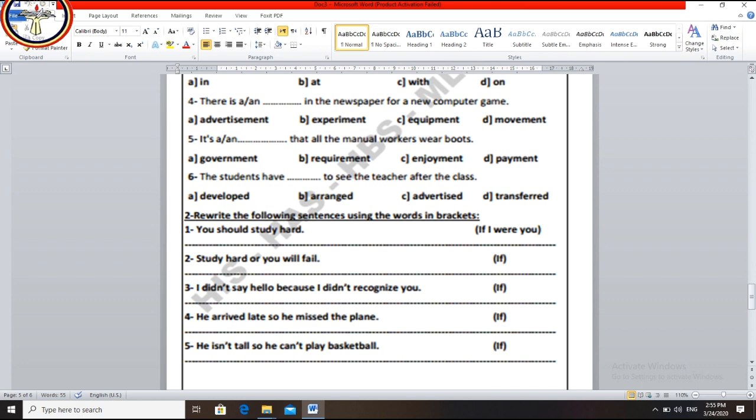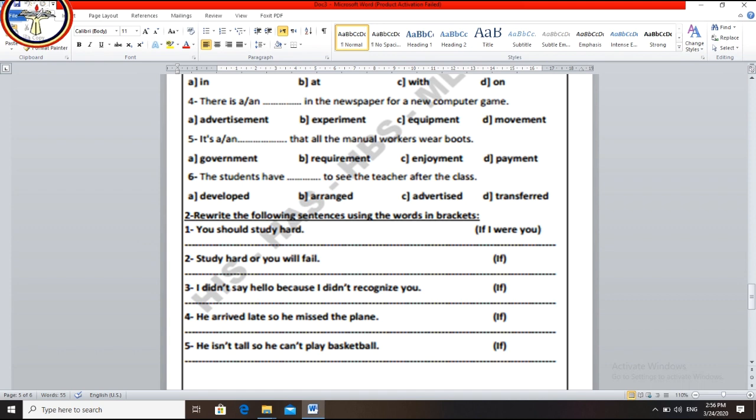Number 4, it's the same. It's past, so we use the third conditional. He arrived late, so he missed the plane. So we use if here. So we can say, if he hadn't arrived late, he wouldn't have missed the plane.